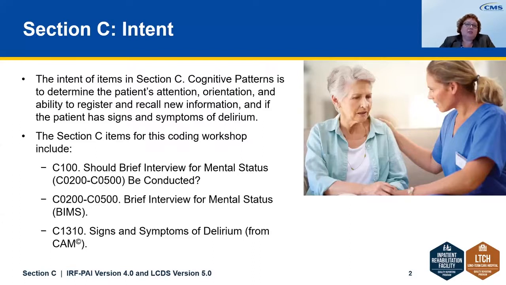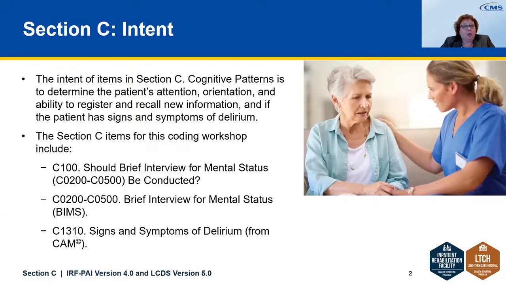So the intent of Section C is to determine the patient's attention, orientation, and ability to register and recall information, and if the patient has signs and symptoms of delirium. And with this presentation, we will practice exactly that. So the Section C items for this coding workshop include C0100, should the brief interview for mental status C0200 through C0500 be conducted? C0200 through C0500, the brief interview for mental status, the BIMS, and C1310, signs and symptoms of delirium, taken from the CAM.